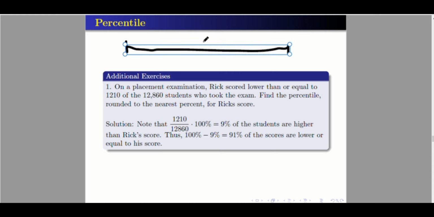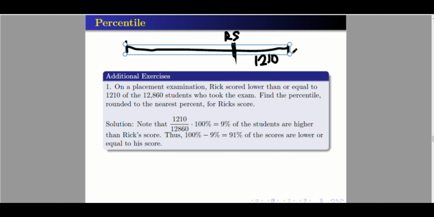So Rick's score is somewhere here. So you may put it anywhere. Say for example, this is Rick's score. And according to this, Rick's score is lower. So lower, maybe it means he is the lowest among these. You may consider him lowest. So lower meaning is the lowest. So meaning 1,210 is on this side. Not on this side, because if it's on this side, it means Rick's score is higher. It says lower, so the 1,210 is on this side.